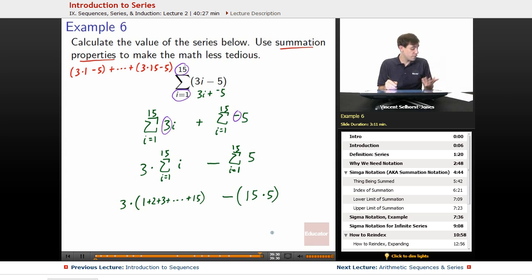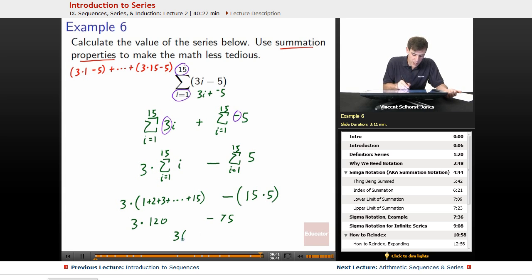So we can now work out with the calculator 1 plus 2 plus 3 plus and so on, up until 15. That winds up working out to 120. So we've got 3 times 120 minus 15 times 5, which is 75. 3 times 120 is 360, minus 75. That comes out to equal 285, and there's our answer.